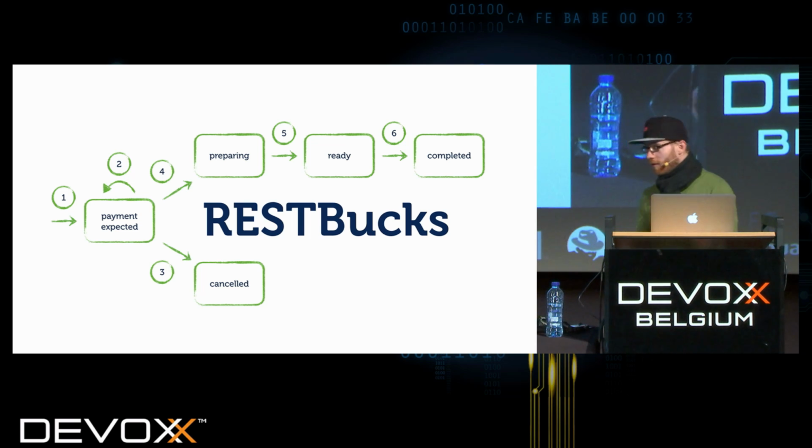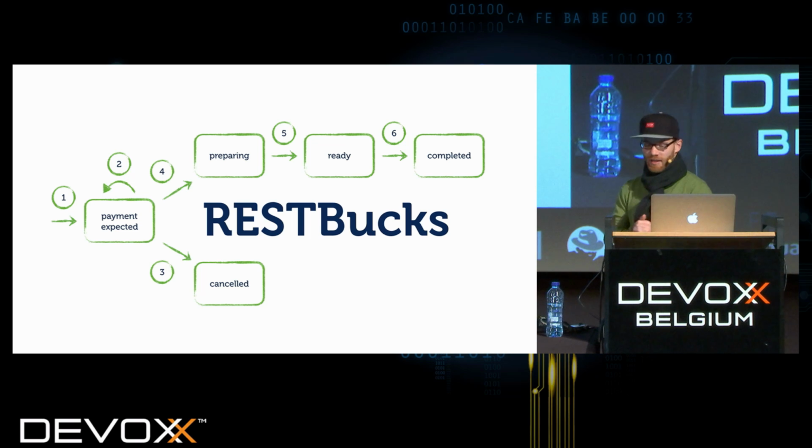So what we've modeled here is some kind of a state machine of the order, really. So we start by placing the order. It will be in the state payment expected, and while it's in that state, I can update it. I can add new line items to my order. I can realize that I don't have enough money in my bank account or what have you. I can cancel the order.